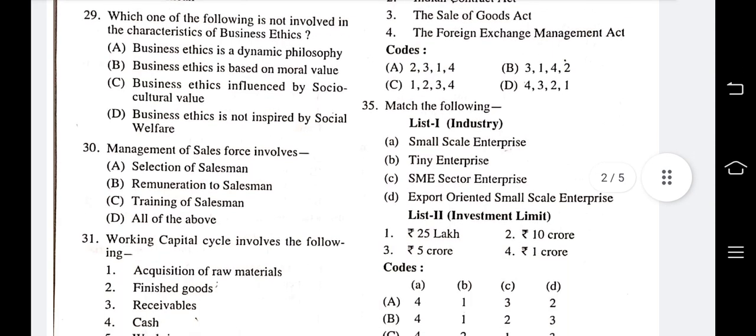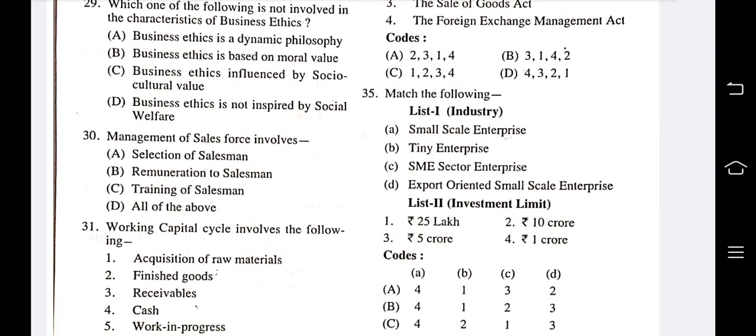Next question 30. Management of a sales force involves selection of a salesman, remuneration of salesman, training of salesman, all of these. Management of sales means all of these: selection of salesman, remuneration of salesman, training of salesman.